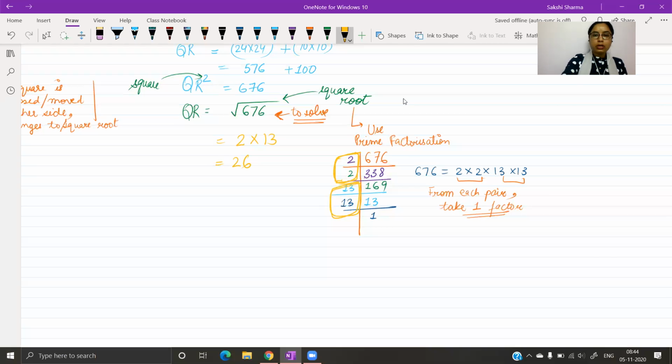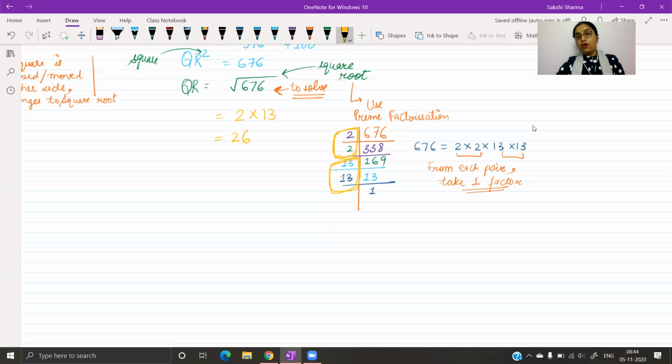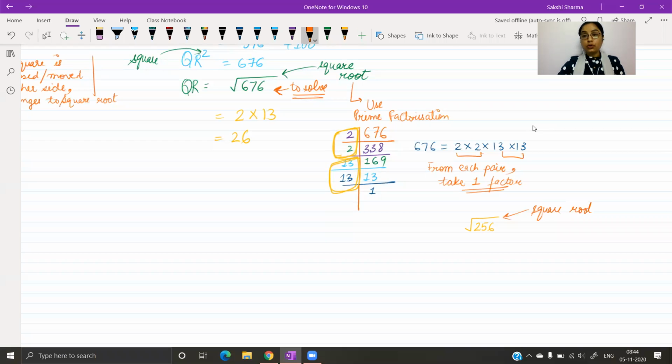Let me show you one more how to find out the square root. Just square root वाला काम एक बार फिर से करते हैं. For example, let us say you had to find out the square root of 256. This is square root. Please don't write down, just watch. So I would like to start with the prime factorization of 256. The smallest prime is 2.